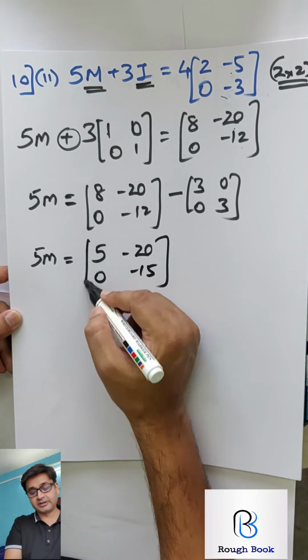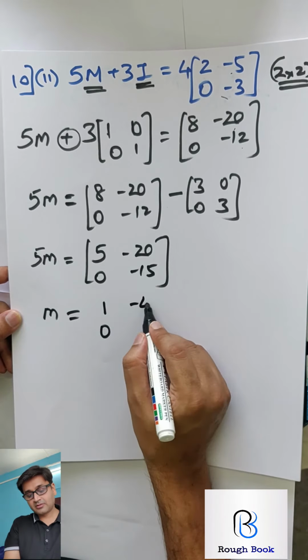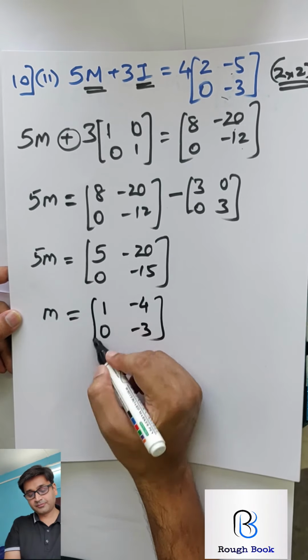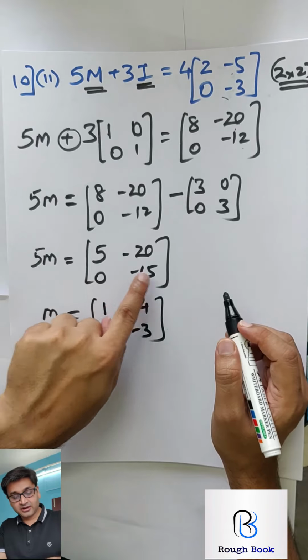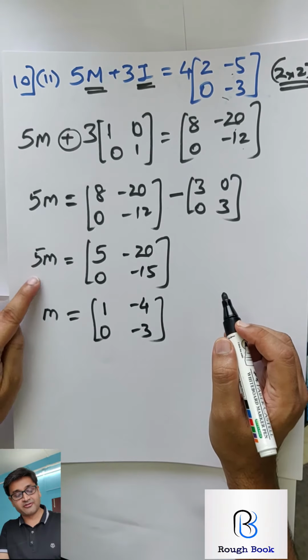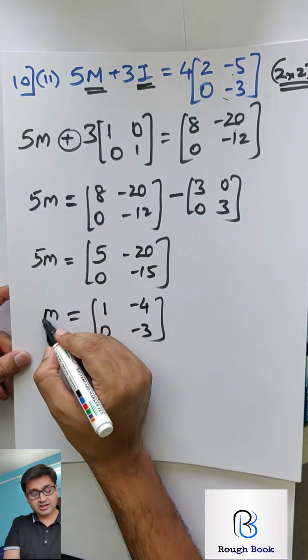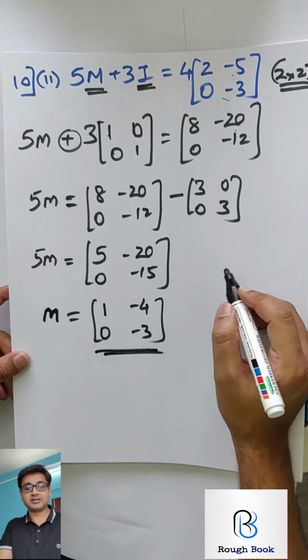So now 5m, 8 minus 3, 5, 20 as it is, 0 and minus 12 minus 3, minus 15. Divide both sides by 5. So 1, 0, minus 4, minus 3. Two methods to do this. Either remove 5 out common and cancel 5 or divide everything by 5 mentally. So 5 went, 1, 0, minus 4, minus 3. Capital M. That's what your answer should be.